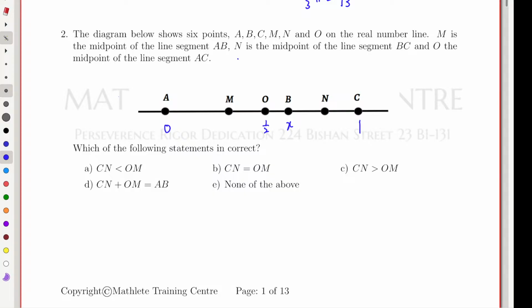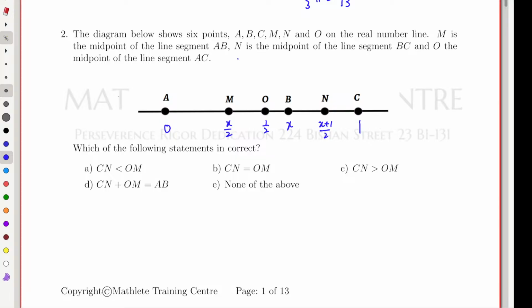Firstly, O will be half because it is the middle of AC. M is the middle of AB, so that's just X over 2. What about N? It is the middle of BC, so you can think of it as the average of X and 1. That will be equal to (X plus 1) over 2. And now, you have each of the values here.